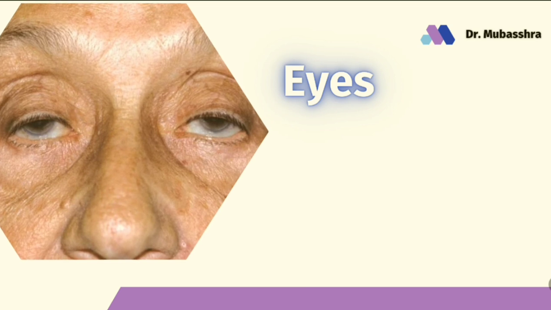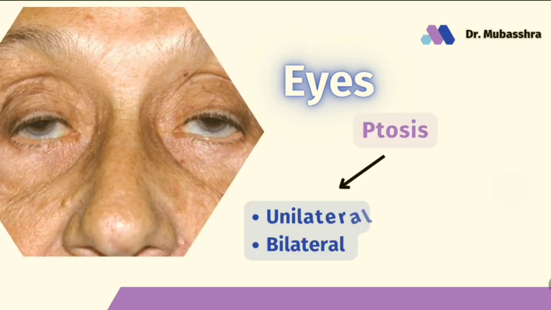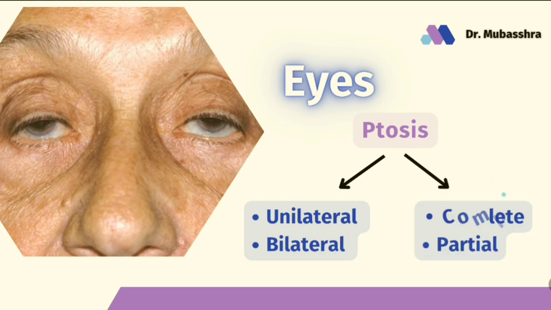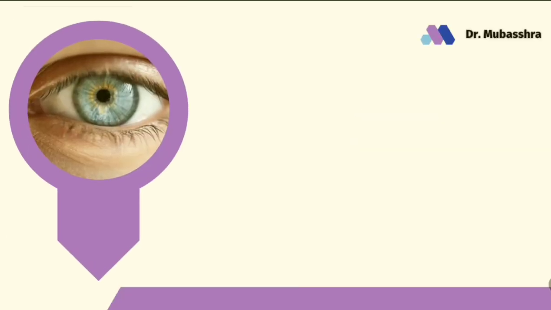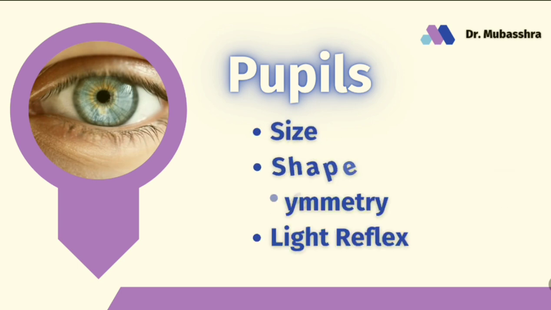After that, eye examination. Look for ptosis and see whether it is unilateral or bilateral ptosis, complete or partial ptosis. Then examine the pupils. To rule out Horner syndrome, look for size, shape and symmetry of pupils and check for light reflex to rule out third cranial nerve palsy, that is, fixed dilated pupil with ptosis.